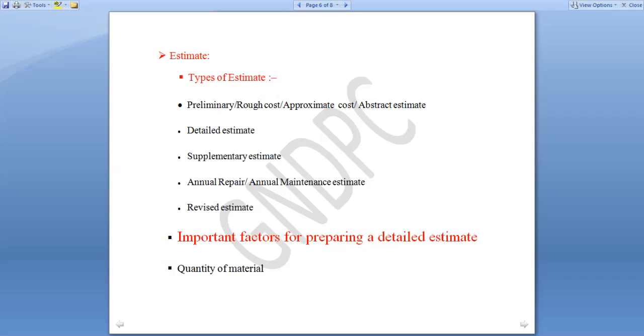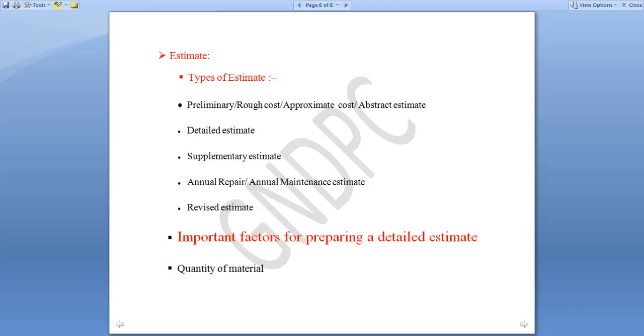The third one is supplementary estimate. Now, in case some additions are proposed to the original work or the original proposal, a new or a fresh estimate is prepared. Now, this estimate is known as supplementary estimate. And in this case, all the relevant papers like drawings, designs, estimate reports, which explain the necessity of the additional work, are sent to the higher authorities for the final approval.